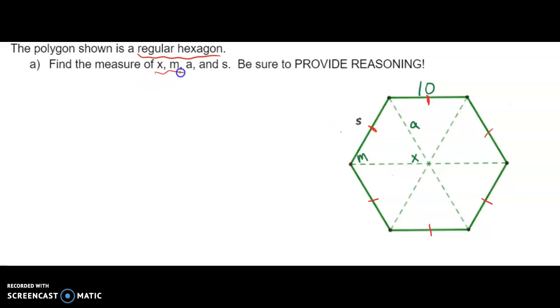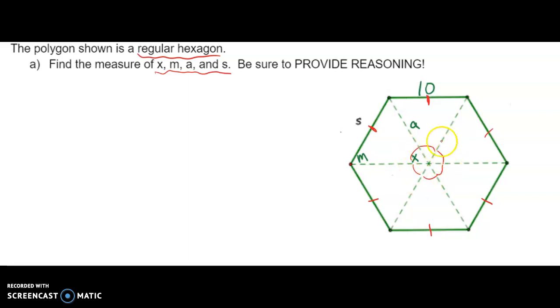See what I did there? All right. Find the measure of x. Well, this also means that all of these interior angles here are going to be congruent. There are a couple different ways that you could do this. This, I think, is the easiest one.